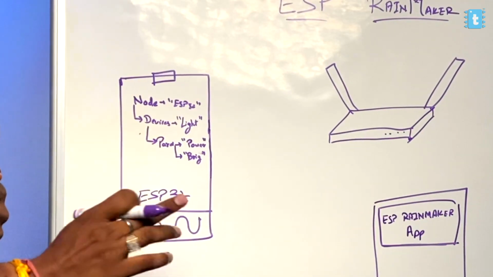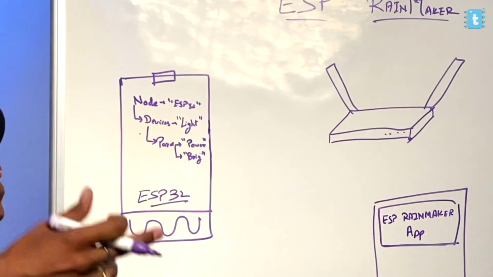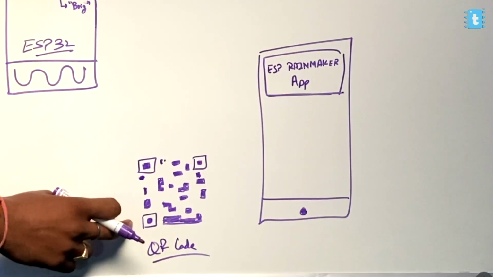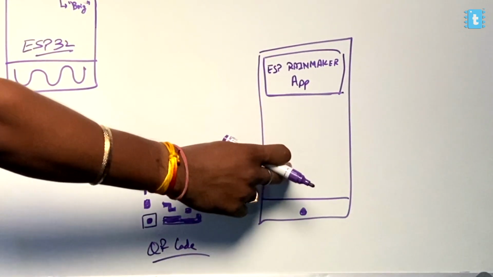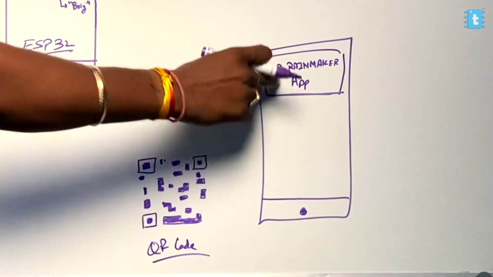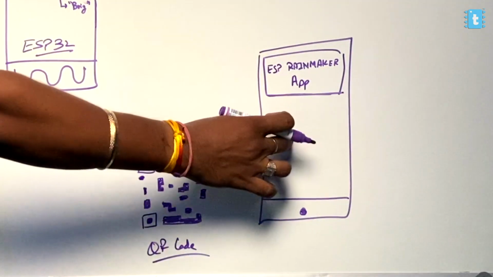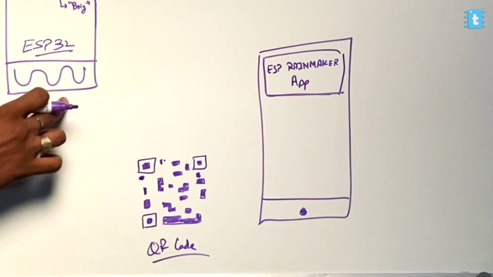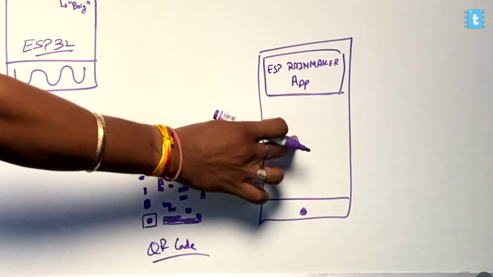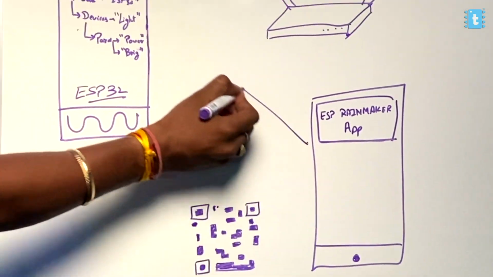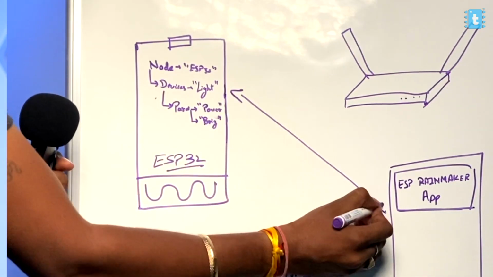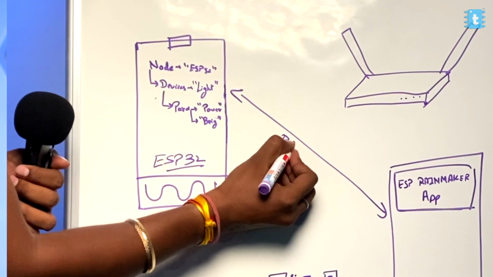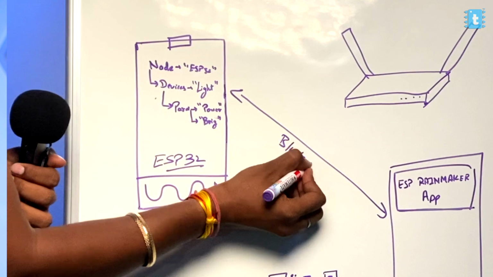Just stay attentive here. So here's the ESP32 board. Let us assume that we already programmed this board for ESP RainMaker. As soon as we program it, it will generate a QR code. Inside the mobile application, we need to open the ESP RainMaker app, which is available for both Android and iOS. That's a plus point. You just need to scan the QR code generated by the ESP board using the ESP RainMaker application, and it will automatically start BLE, or Bluetooth, communication with the ESP32 board.